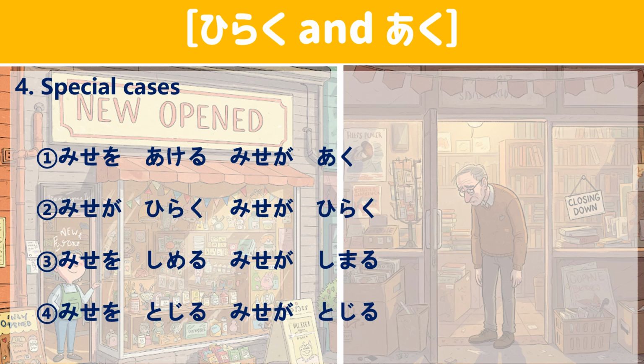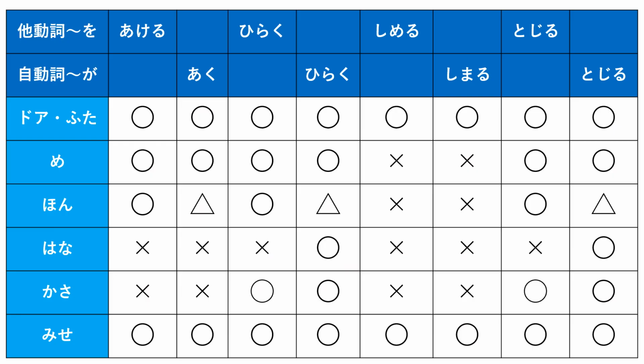4. Special cases. For example, a store. In the case of number 1, it means the start of a day's business for the store. And in the opposite case, number 3, it means the end of a day's business. In contrast, in the case of number 2, it means that a new store is opening, and in the opposite case, number 4.